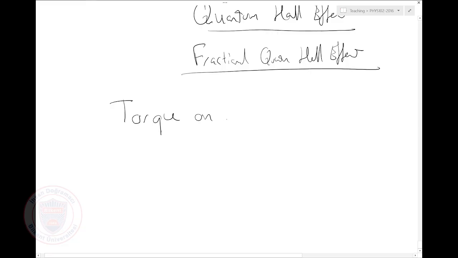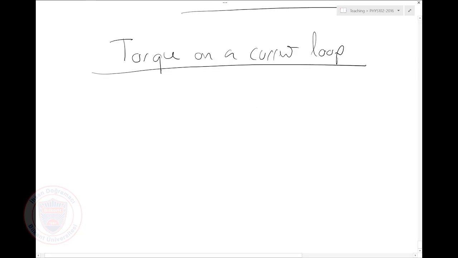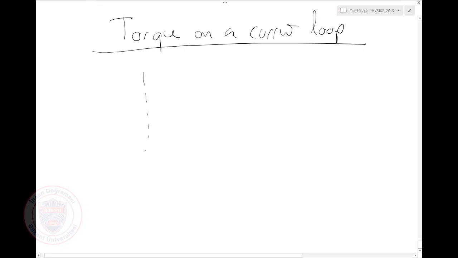Now, as the last thing, let me go back to this torque on a current loop formula. And instead of calculating something, let me try to give you an intuitive picture of what's going on here. Let's just take a current loop in the xy plane. All right. And consider some scenarios here.